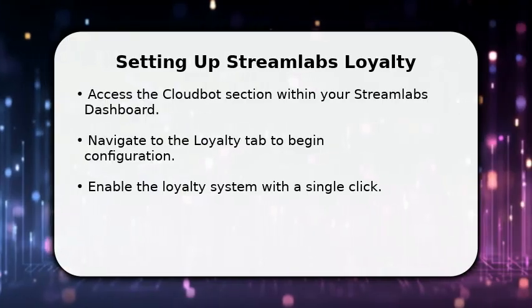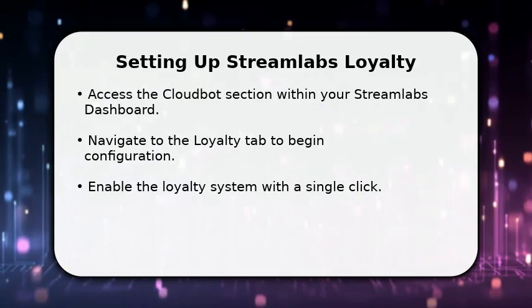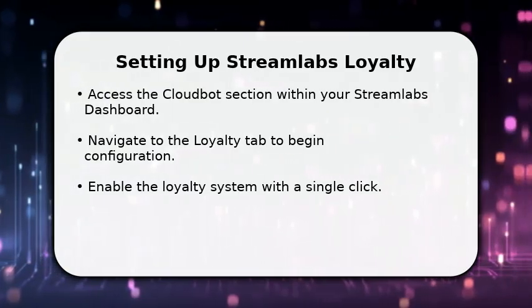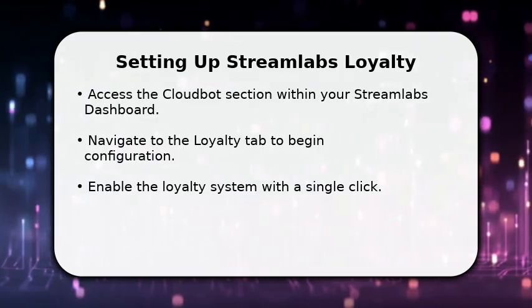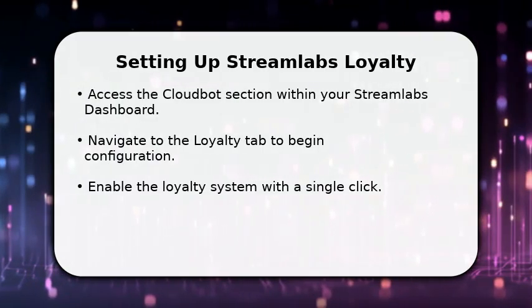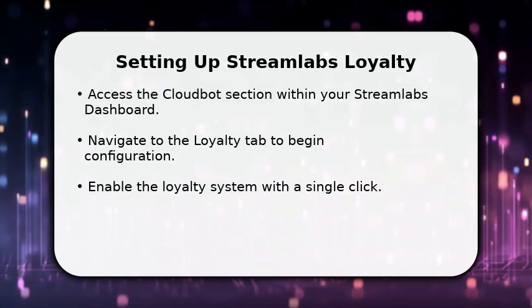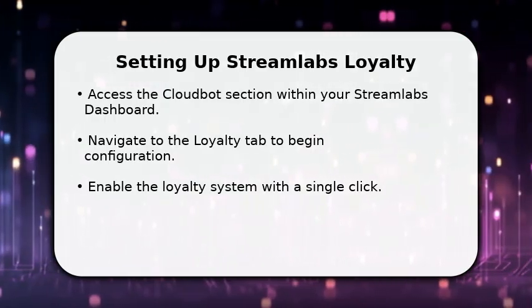In this video, I will explain how to set up loyalty points on Streamlabs. First, log into your Streamlabs dashboard and locate the CloudBot section. From there, click on the Loyalty tab to access the settings. You'll want to enable the loyalty system, which is usually a simple toggle switch.